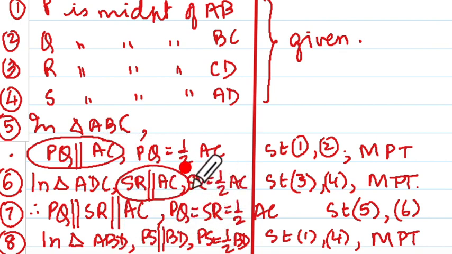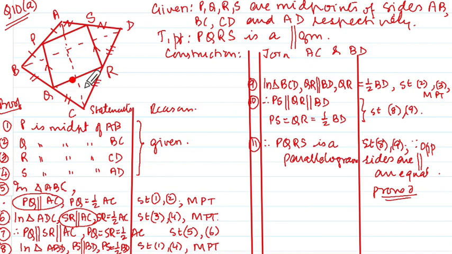Yeah. And also both of them are equal to half of AC. So they are equal. So this will be from statement 5 and 6. Then we go to PS and QR, exactly the same thing. Can you see that? And then we'll say therefore PS will be parallel to QR parallel to BD. Can you see that? And then this is equal to half of this, that is this, correct? And then we'll say that PQRS therefore is a parallelogram because opposite sides are parallel and equal, and we've proved it.